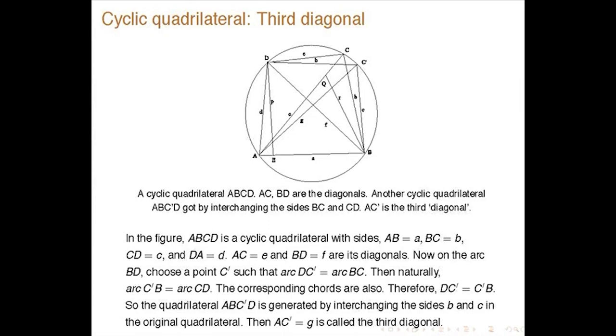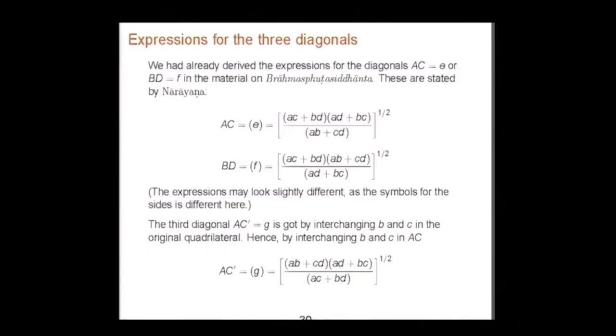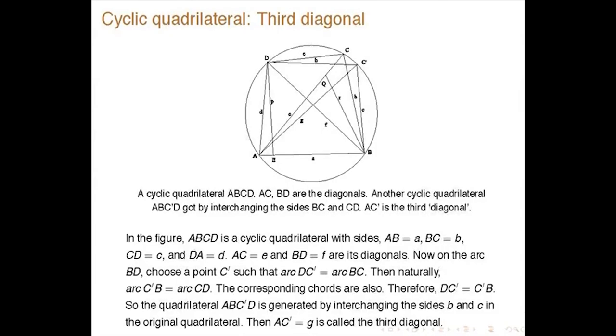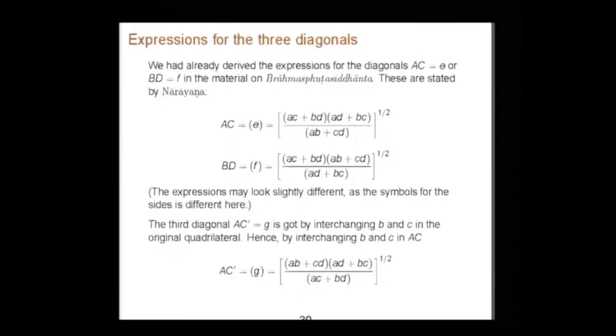So AB C prime D is the new cyclic quadrilateral, and AC prime is the third diagonal. Very easily you can find the third diagonal, because what have you done in getting this new diagonal? Essentially sides B and C have been interchanged, right? Instead of C this has become B, and instead of B it has become C. You only interchange B and C. So the diagonal expression is also straightforward. Interchange B and C, so AB plus CD becomes AD plus BC, and that will then be AC plus BD. So this is the third diagonal.